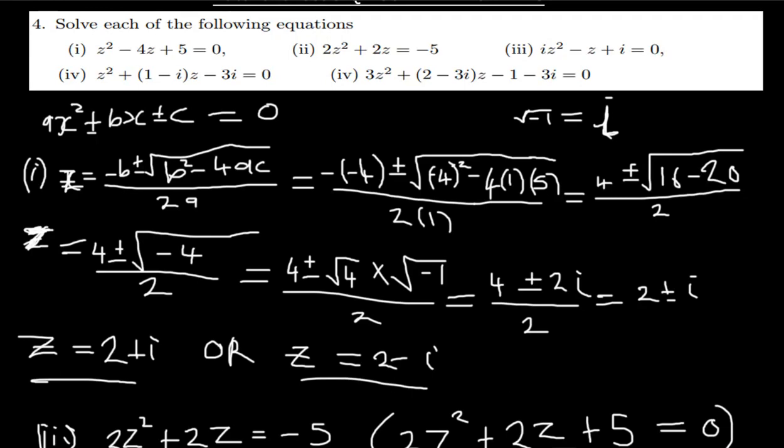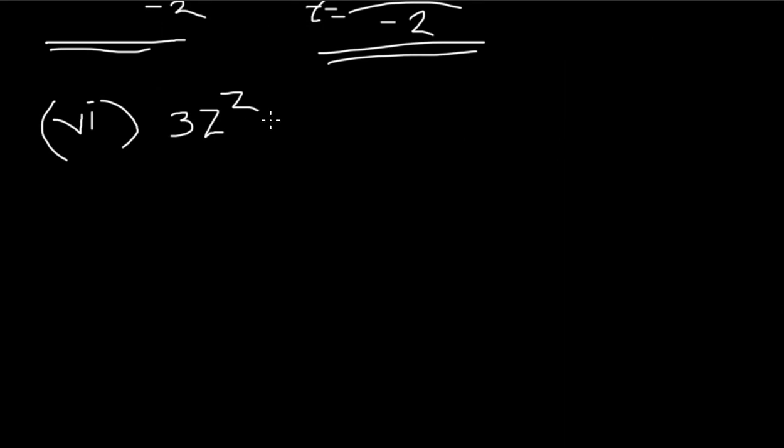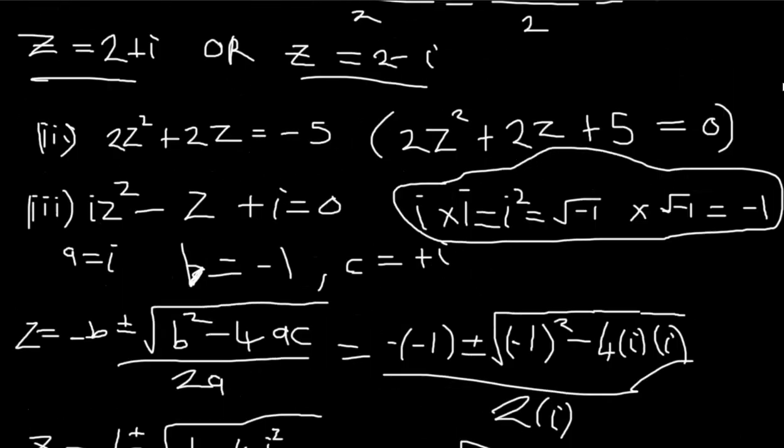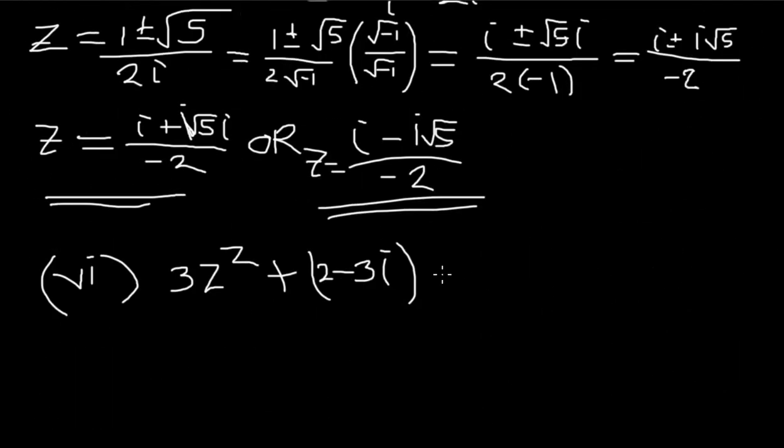So it's 3z squared plus 2 minus 3i, and then plus 2 minus 3i, and then there is negative 1 minus 3i, equal to 0. So this is the last question. I'll denote it the same way they've written it, question 6.